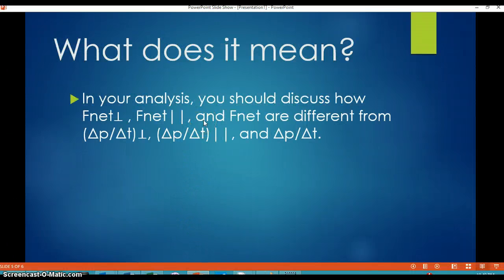Here, what does it mean? In your analysis, you should discuss how F net perpendicular, F net parallel, and F net are different from delta p divided by delta t perpendicular, delta p delta t parallel, and the change in momentum divided by change in time. These are different in that F net equals dp/dt is derived from the momentum principle. dp/dt is something that can be calculated from the observed position data. However, F net is the force that is causing the observed motion. It is not something that we can measure directly. Therefore, it is different because F net is qualitative, while dp divided by dt is quantitative.